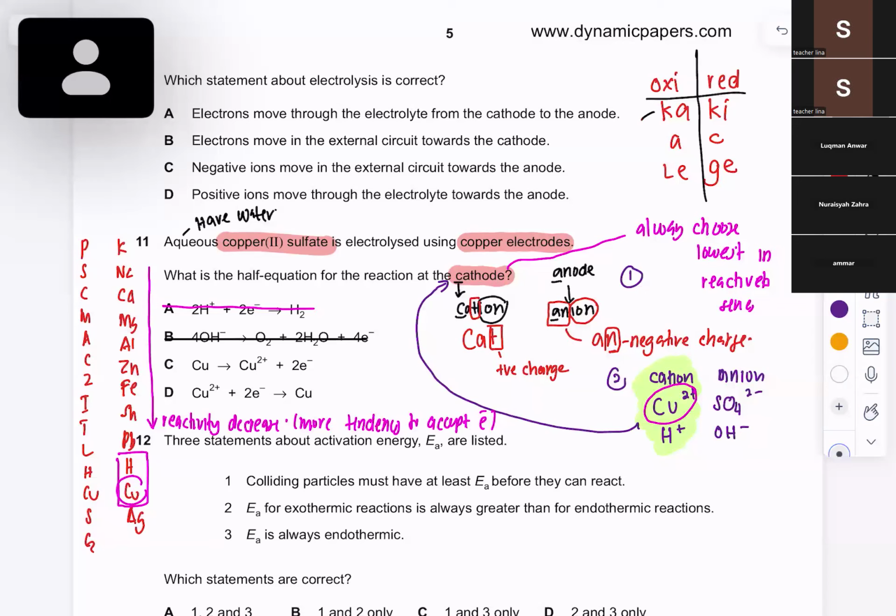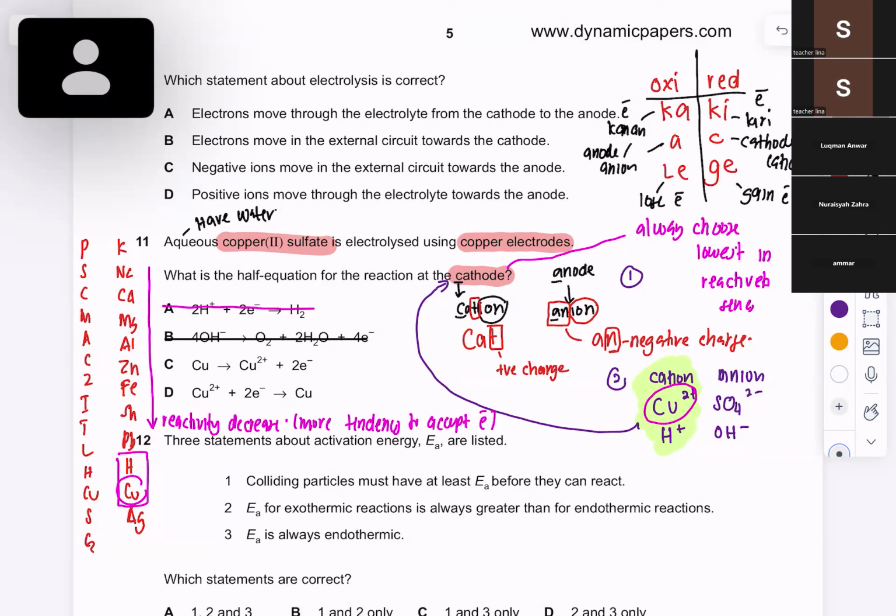Okay. Ka refer for kanan, the right position of electron. Ki refer for kiri, the left position of electron. A refer for anode, anode or anion. C refer for cathode, cathode or cation. Le refer for loose electron. Ge refer for gain electron.